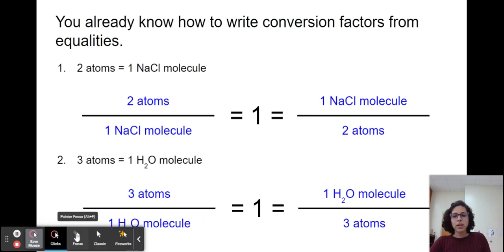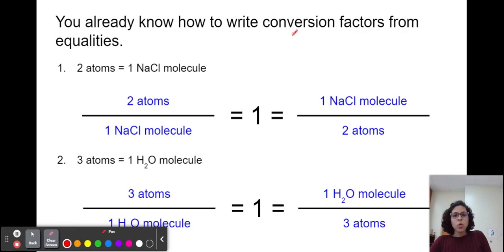As a quick reminder, the reason that this works is because we are using the math fact that anything divided by itself is equal to 1. With 2 atoms, we're saying based on this equality that 2 atoms is the same as 1 sodium chloride molecule, right? So in this case, our A is the same, top and bottom, they're just written in different ways.